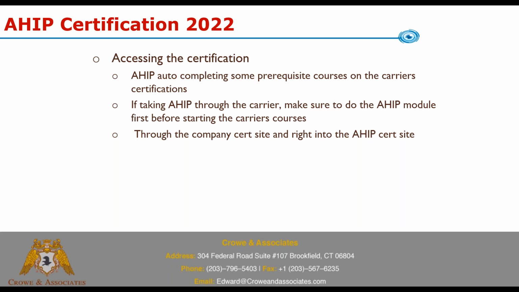The reason being, if you complete AHIP or if you transmit AHIP to that carrier, it will complete the prereqs and then you won't have to take them. But if you start taking those first before you do AHIP or transmit it, they're going to make you do them. So it's going to waste some time if you do it that way. So just, especially for United, when you go into their cert, go right to AHIP first before you do anything else.